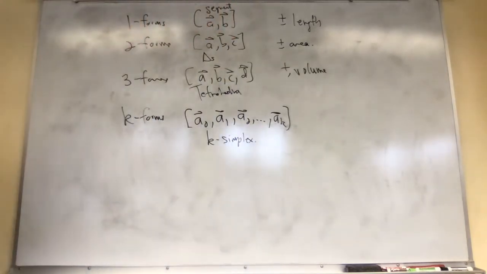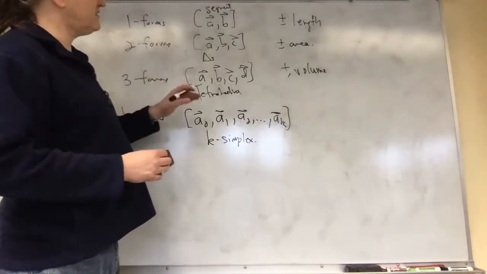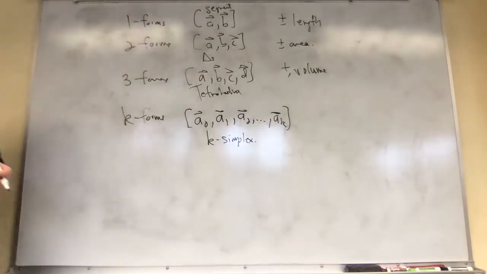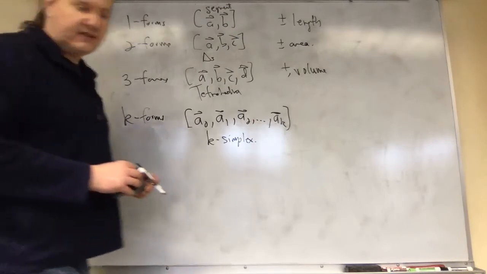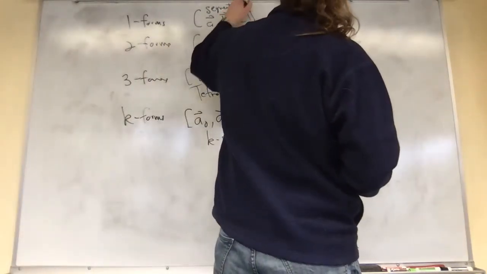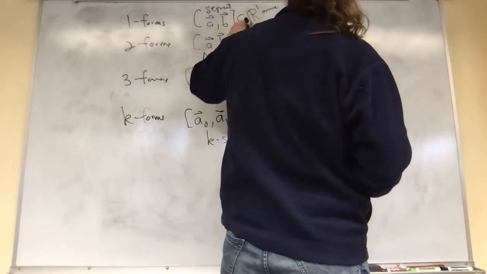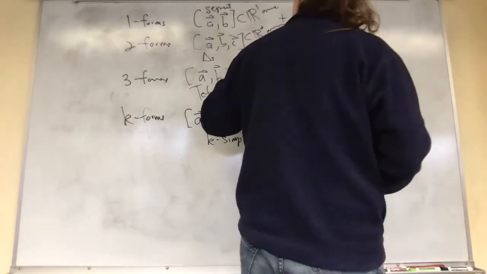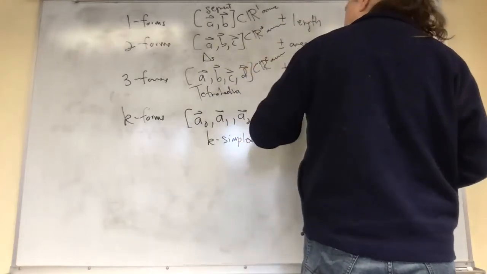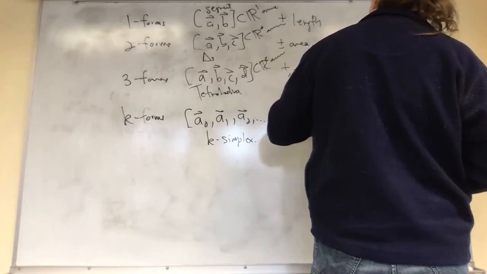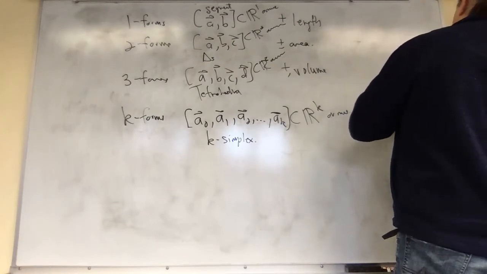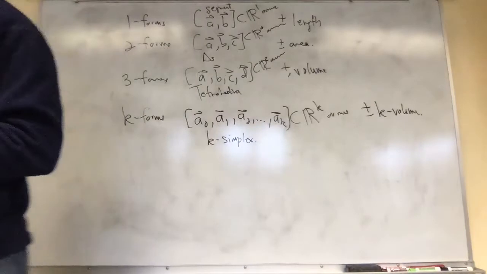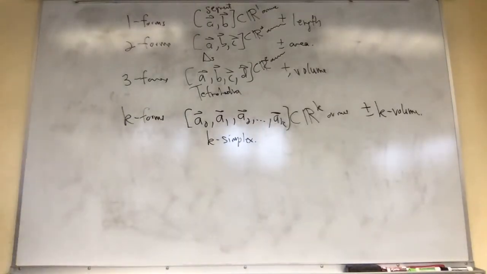Simplices are the generalizations of triangles and tetrahedra and line segments for that matter. Okay. And well, so this has to live in at least R1 or more. This has to live in at least R2 or more. This has to live in at least R3 or more. This has to live in at least RK or more. And it should tell us plus or minus the K volume. All right, well, who knows what that is? The volume in that dimension. And it's worth thinking a little bit about what these volumes are.